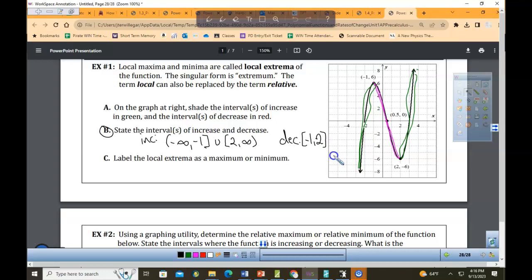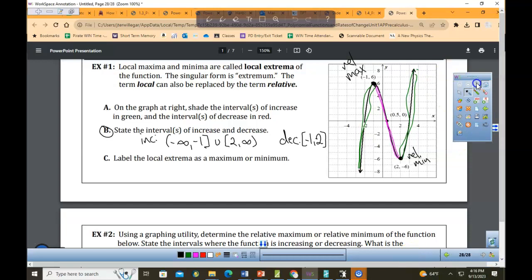Now, because of this, when I look at this, label the max and the min. Well, this is a relative max. Not an absolute max, because there's bigger ones, right? But at this point, you go from increasing to decreasing. But that's my biggest point in that area. Down here, I have a relative min. Okay? There we go. I labeled them.